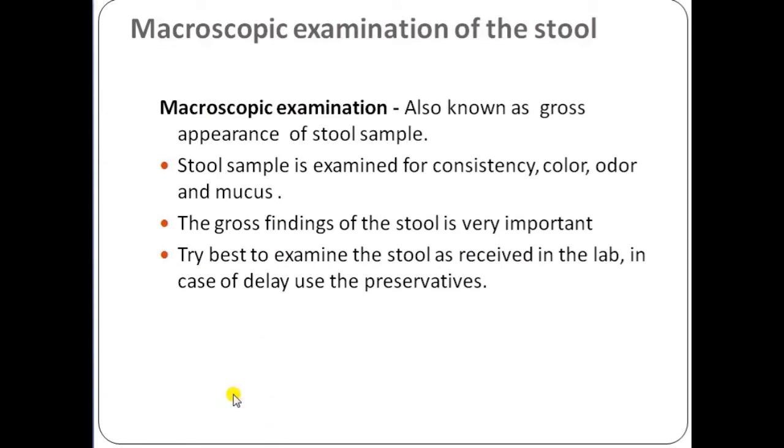Generally, two types of processing are done for a stool sample. The first one is for microscopic examination, and the second one is for macroscopic examination. In macroscopic examination, we study the gross appearance of the stool sample. That is, the stool sample is examined for consistency, color, odor, and mucus. The gross examination of a stool sample is very important because it gives you an idea about the type of disease.